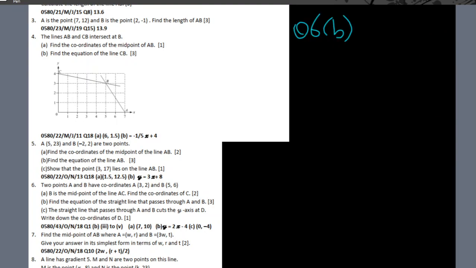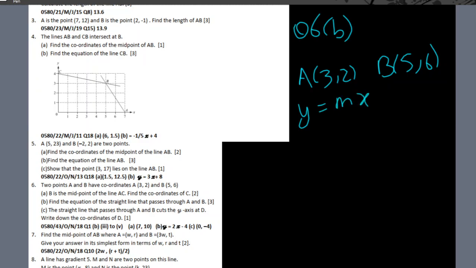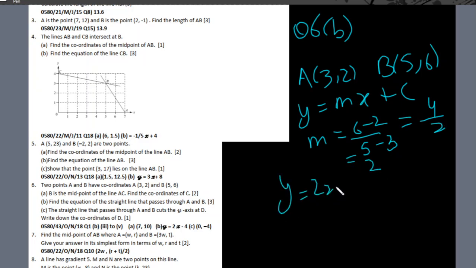6b, which says find the equation of the straight line which passes through A and B. So A is (3, 2) and B is (5, 6). So we need y equals mx plus c. m is 6 minus 2 over 5 minus 3, which is 4 over 2, which makes 2. So y equals 2x plus c.